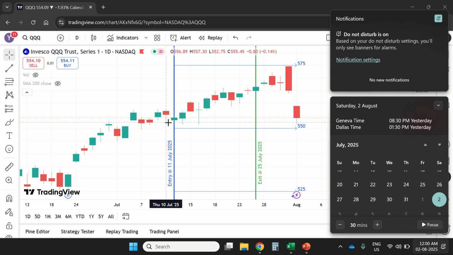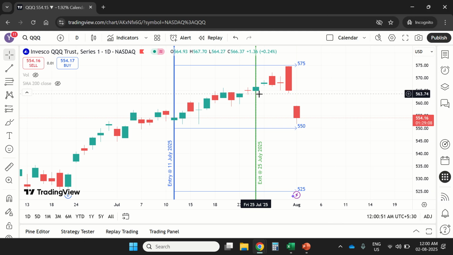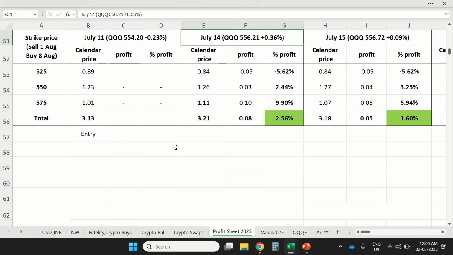Since I was not able to make 10% profit during this time, I exited this trade on 25th of July, and whatever loss I have, I will book this loss. This is how this went. Now let me show you on a day to day basis how this trade performed.